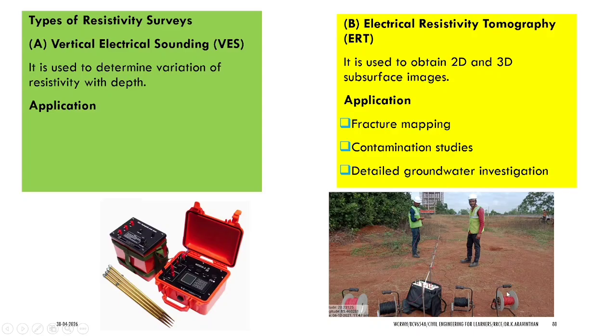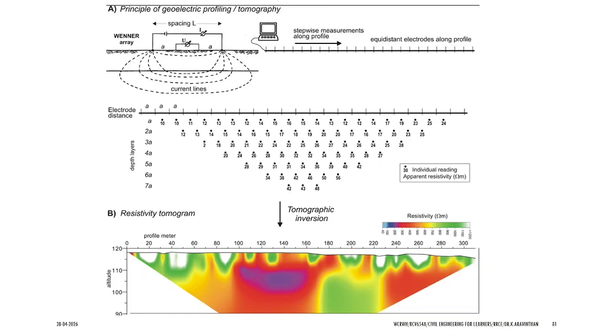The same way, you can find four wires and different probes laid here. This gives 2D and 3D images of the subsurface. This is used to find aquifer depth, weathered zones, thickness and borewell location. Whereas electrical resistivity tomography gives fractured mapping, contamination studies and detailed groundwater investigation.